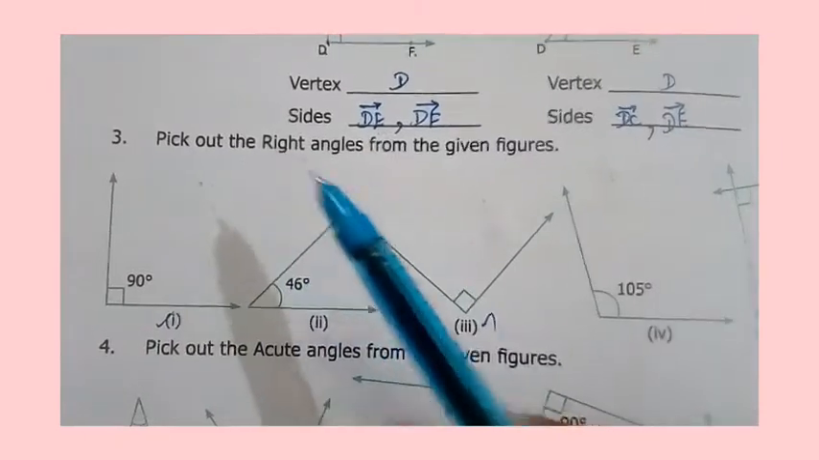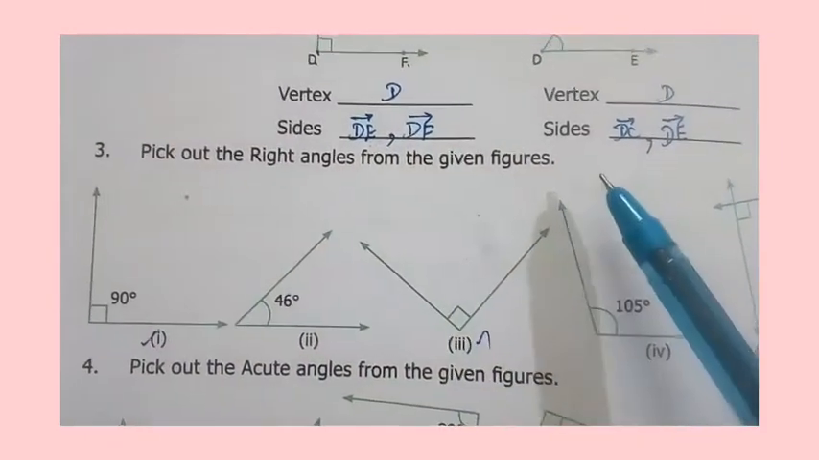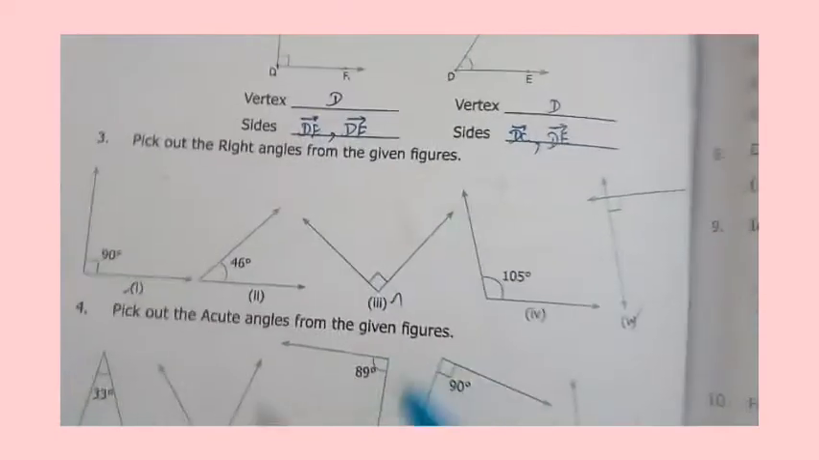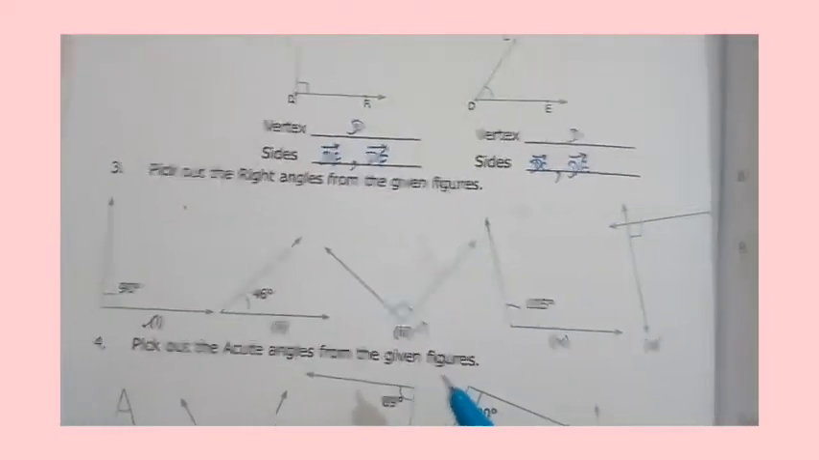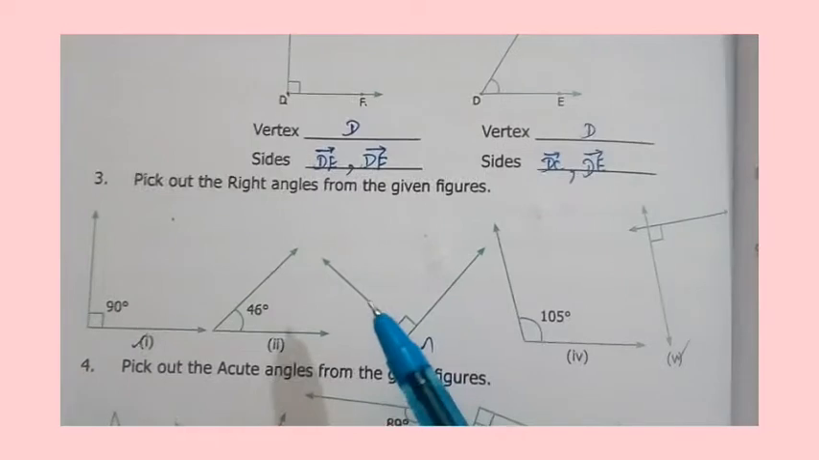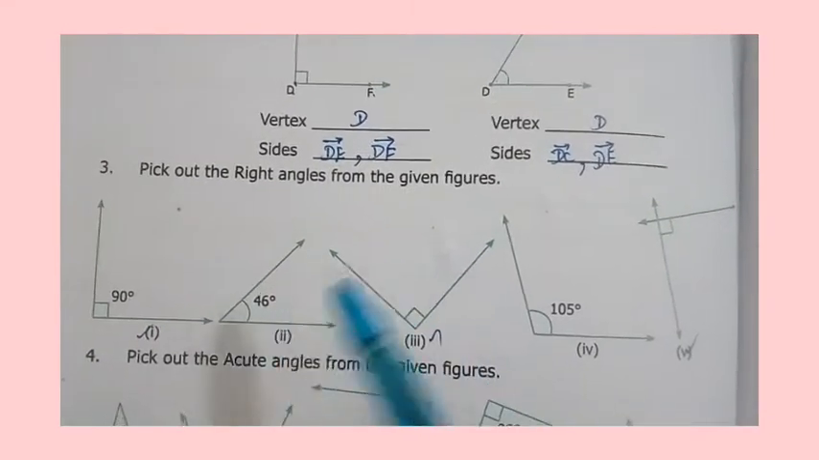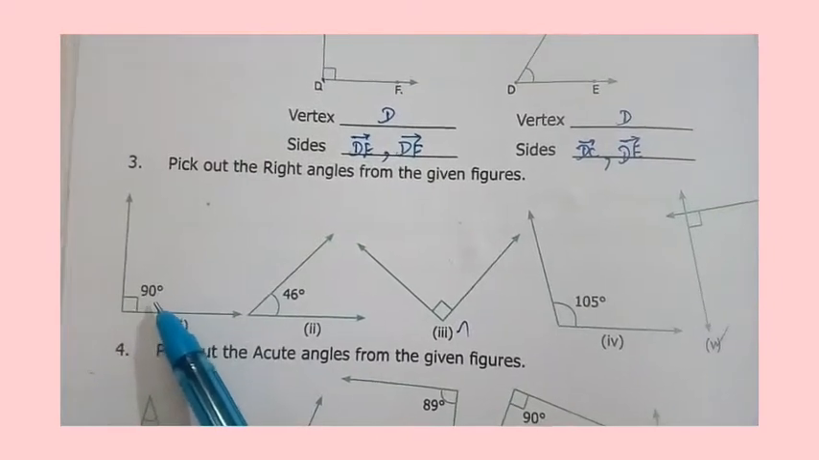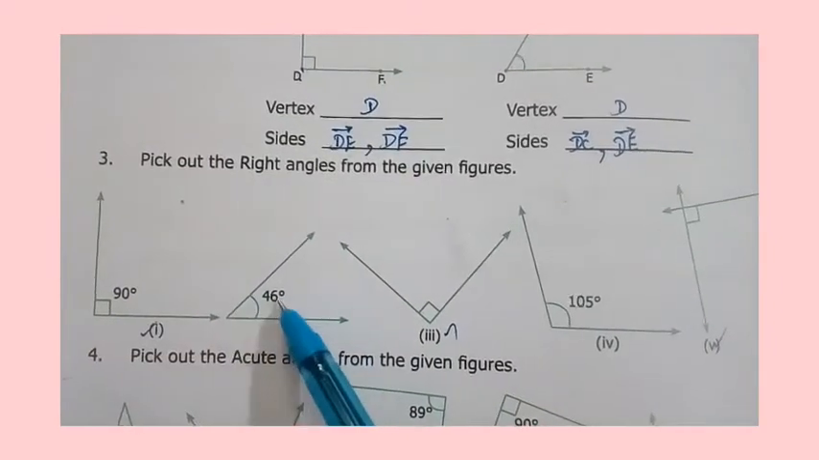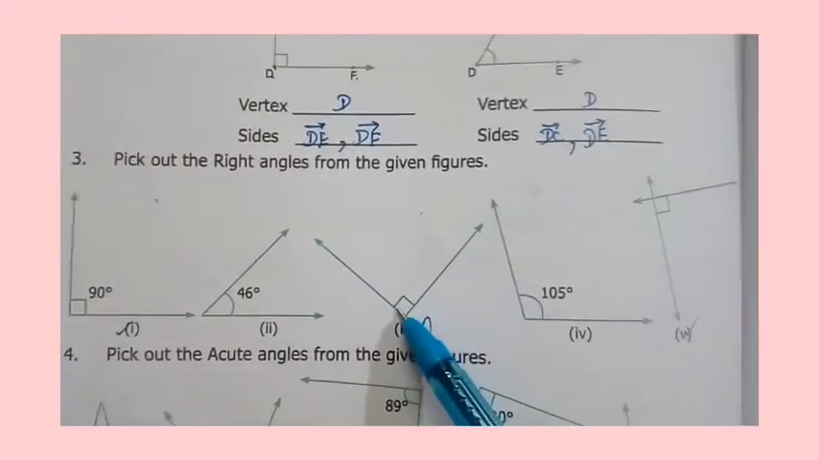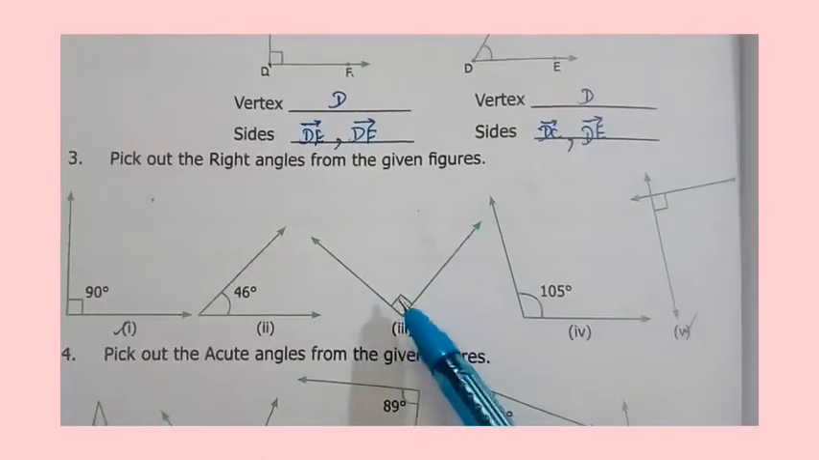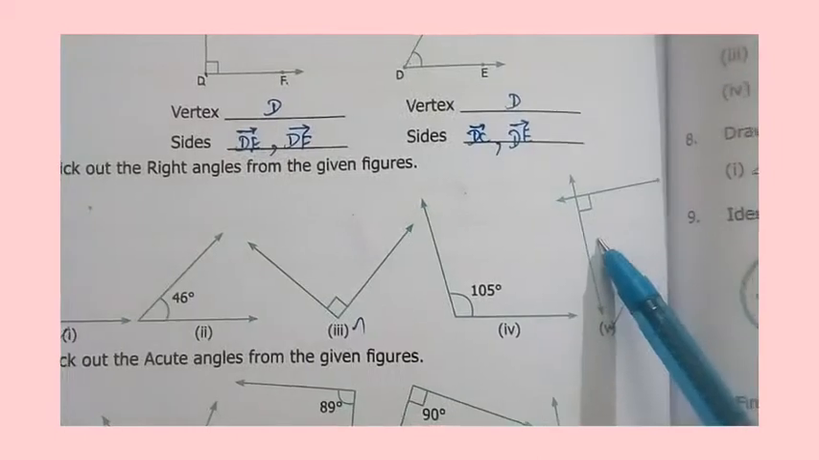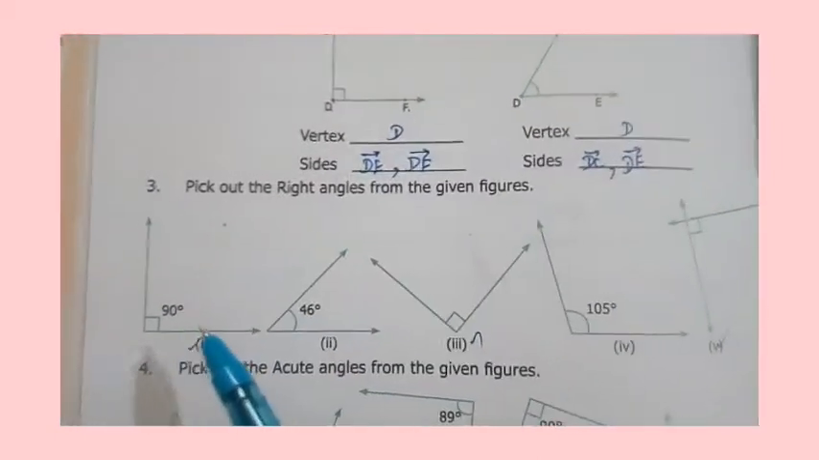Next, the third one: pick out the right angles from the given figures. Consider these given pictures. What are the right angles? You can easily identify them. A right angle looks like an L shape, and it is 90 degrees. This is a right angle. The 46 one is an acute angle. Here a square symbol is mentioned, so it is 90 degrees, so a right angle. This also is a right angle.